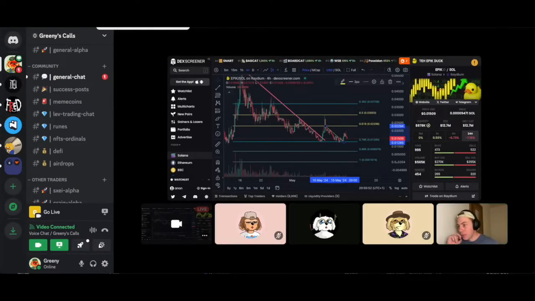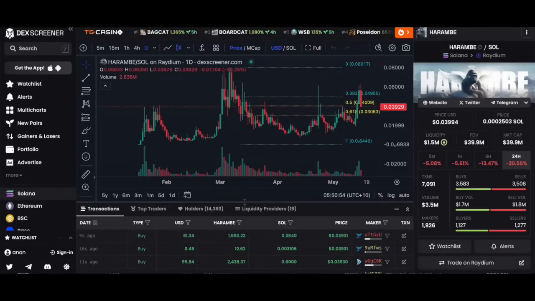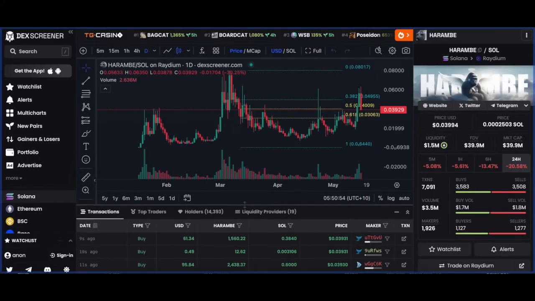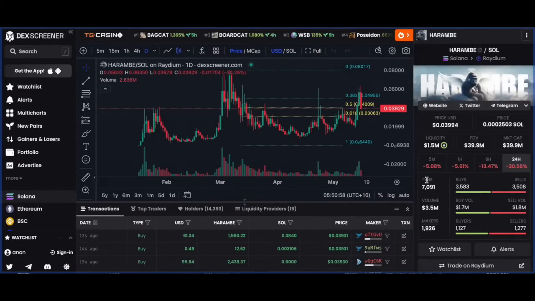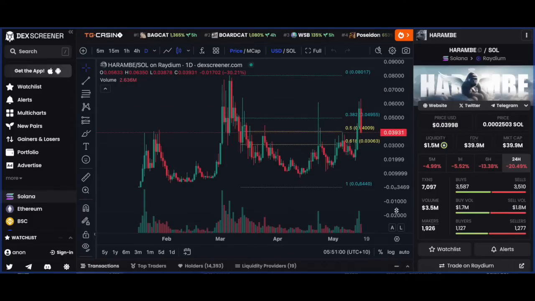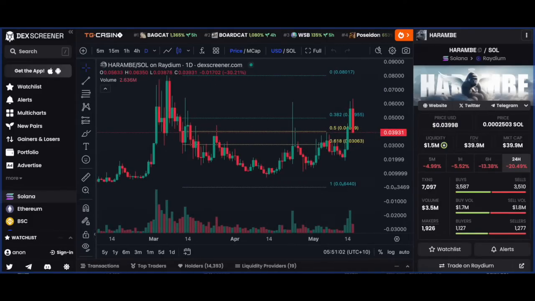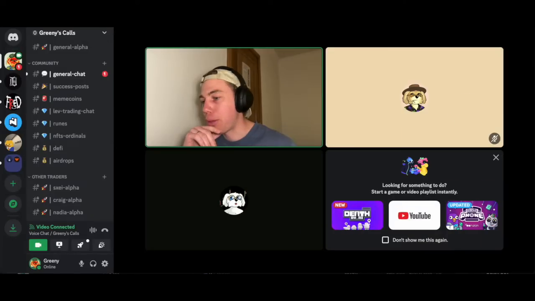Yeah, easy. All right, so this is one that, so I'm going to share Harambe now. This is one that obviously I haven't got in, except I did share with you guys a few weeks ago when I was in the desert that there was this massive double bottom playing out. Oh no, what happened to my screen?